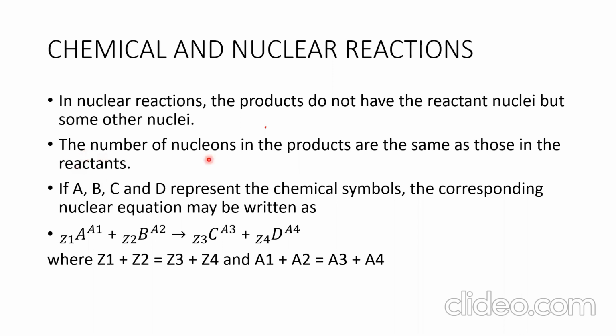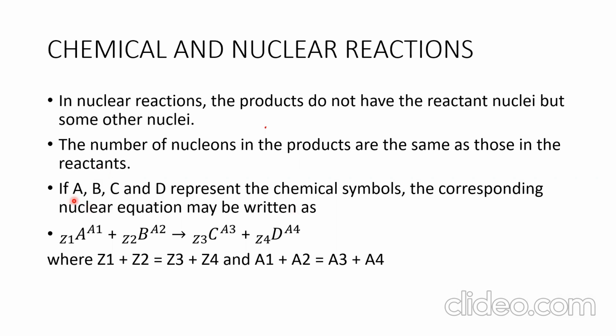The number of nucleons, nucleons means the number of protons and neutrons, in the products is the same as that in the reactants. Here the type of atom may be changed, that is, the type of element may be changed. But the nuclear reaction is balanced by the number of nucleons on either side of the equation.